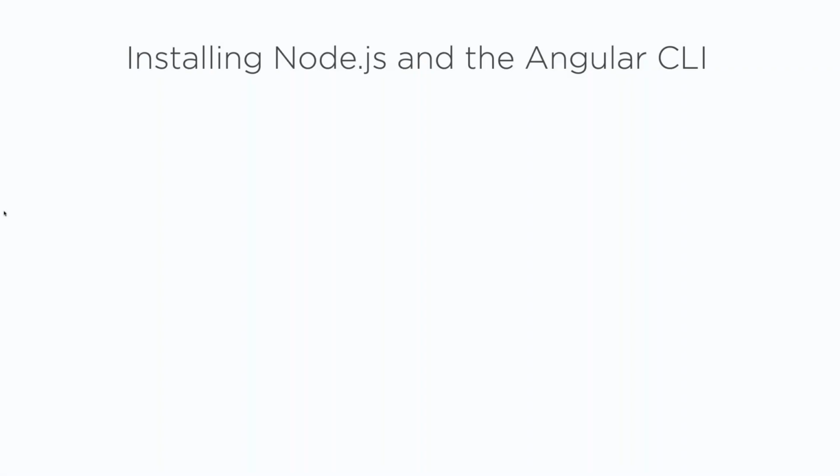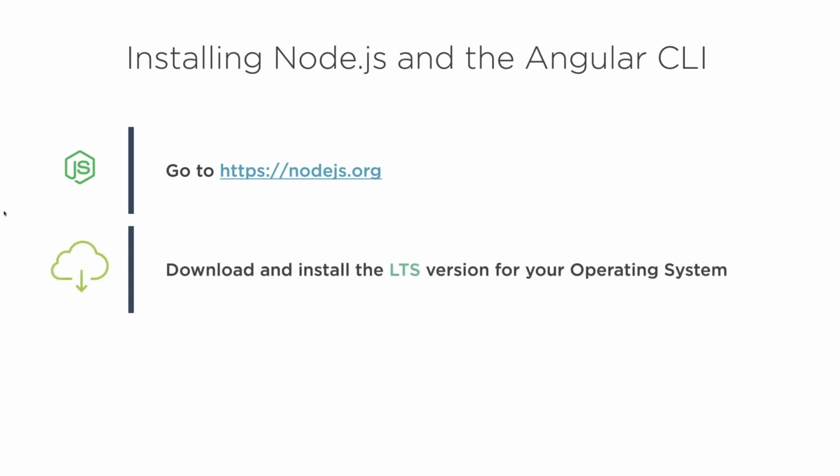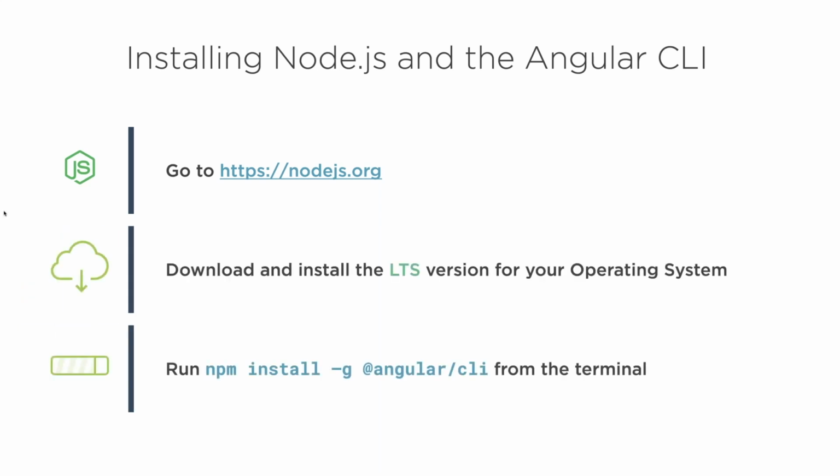So quickly, what do you need before you get started? Well, you want to install Node because that's what the Angular CLI runs with. And you can get that from this link here. And I recommend that you get the LTS version for your operating system. And then you run this command, npm install -g for global, Angular CLI.